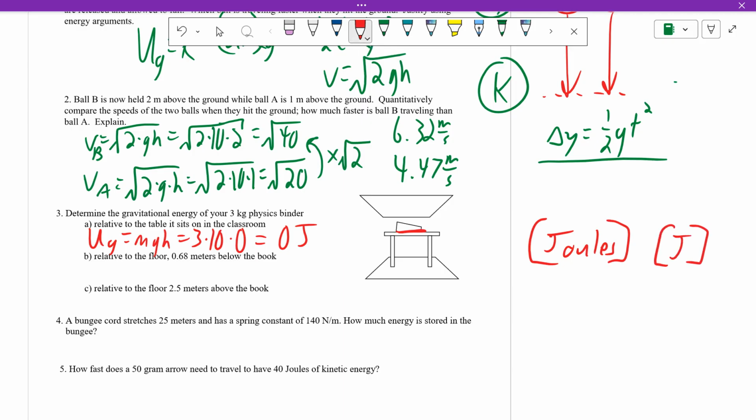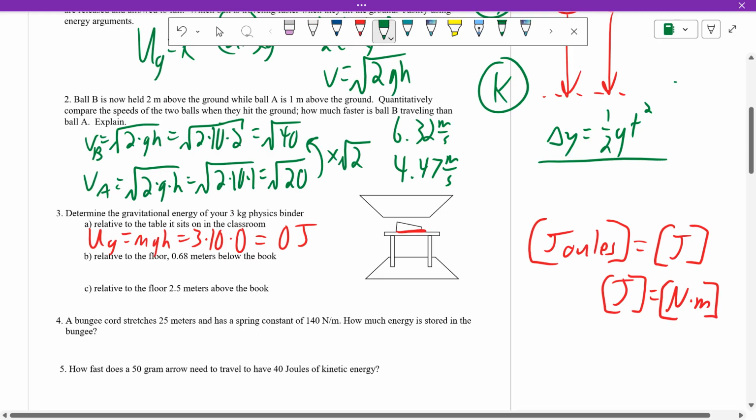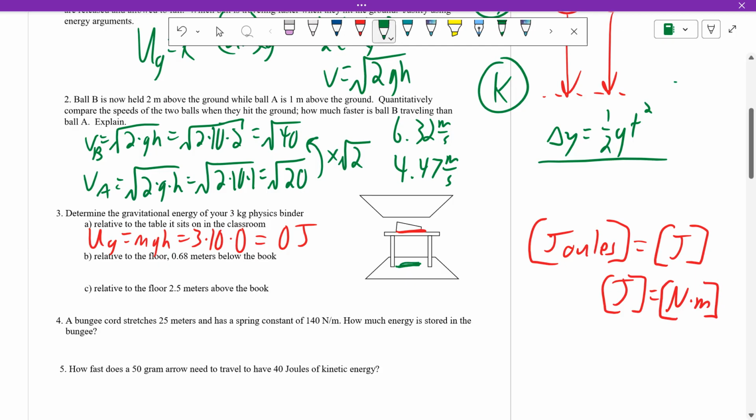There are a lot of ways to write J, but essentially it is often represented as a Newton meter. There are a lot of ways it can pop up; for example, in this equation it would be kilogram meters per second squared times meter. So there are a couple of ways it pops up, just as long as you understand all energy is joules, along with work. Work is also joules since it's energy transfer.